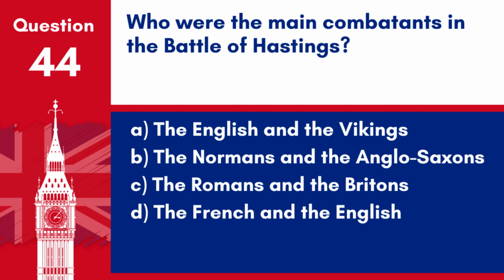Answer B. The Normans and the Anglo-Saxons. The Battle of Hastings in 1066 was fought between the Norman French army of William, the Duke of Normandy, and an English army under the Anglo-Saxon King Harold Godwinson.